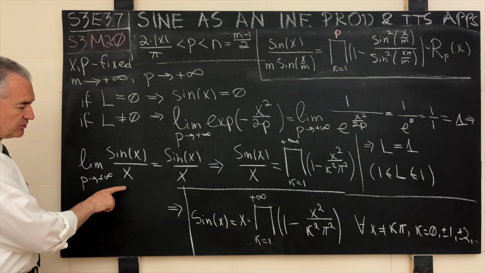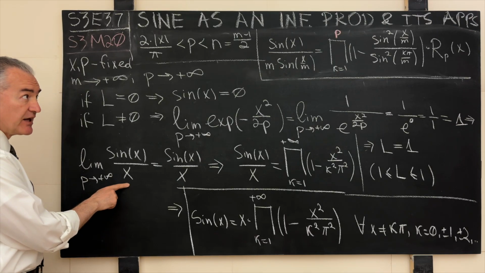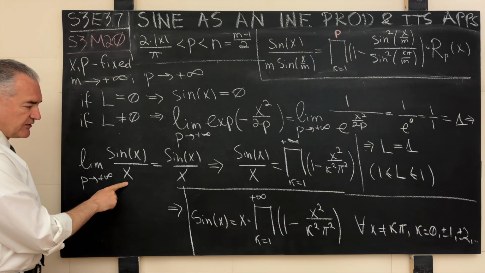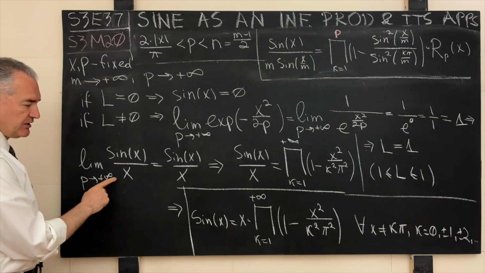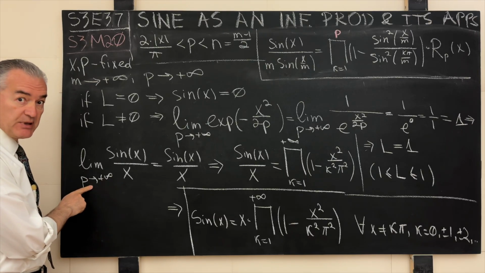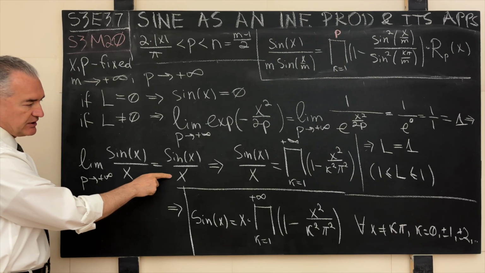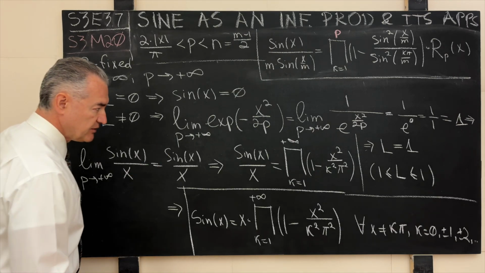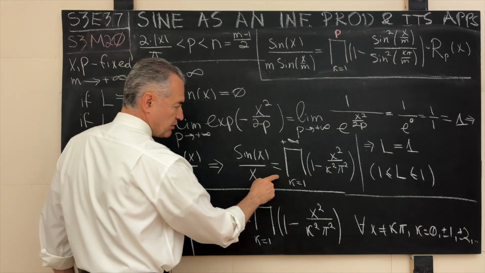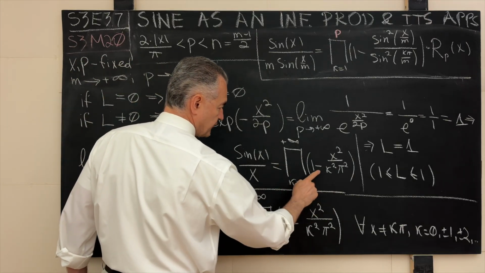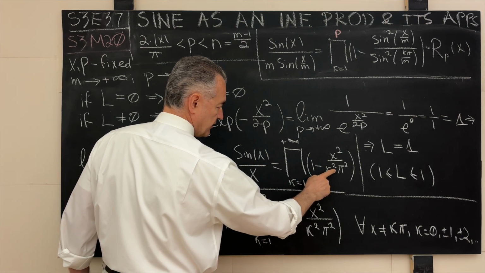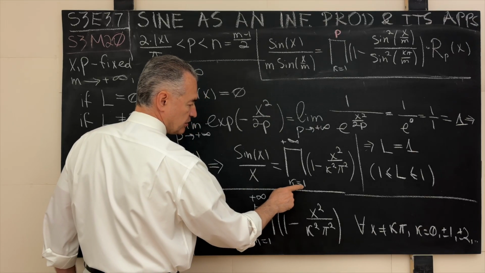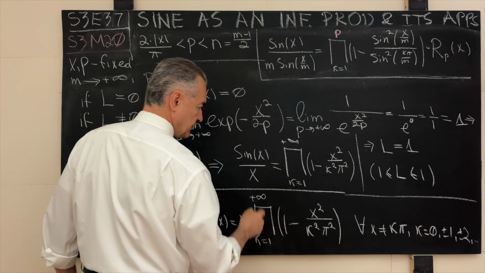And in this case, when we take the limit of the left-hand side of our relation, remember once we got rid of m, we have our left-hand side. When p tends to positive infinity, there is no material that depends on p. So that ratio comes out from the limit as it is, sine of x divided by x. And there we have it. Sine of x divided by x is the product of these terms over here: 1 minus x squared divided by k squared pi squared. K, the dummy product variable, varies from 1 to positive infinity.